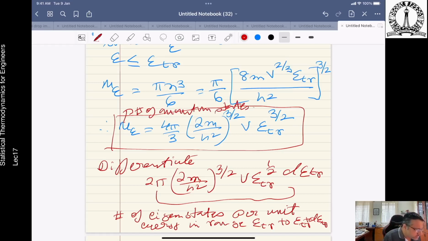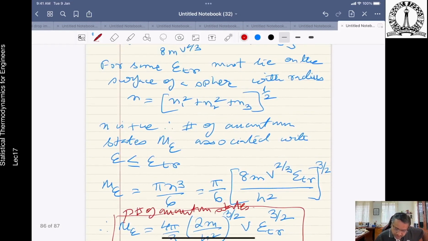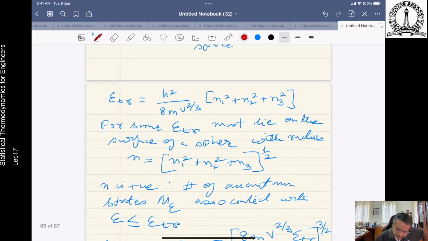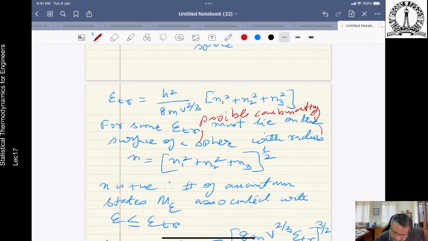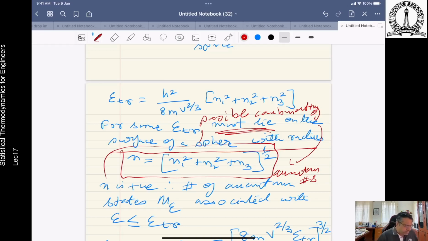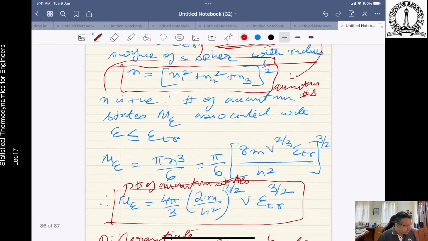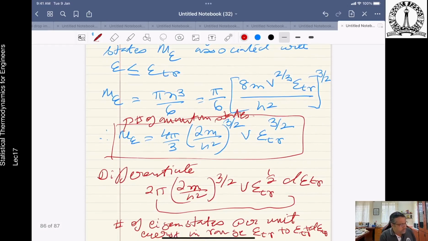And so the numbers must lie on the surface of this. The possible combination of quantum numbers must lie on the surface of the sphere with this radius. Right?